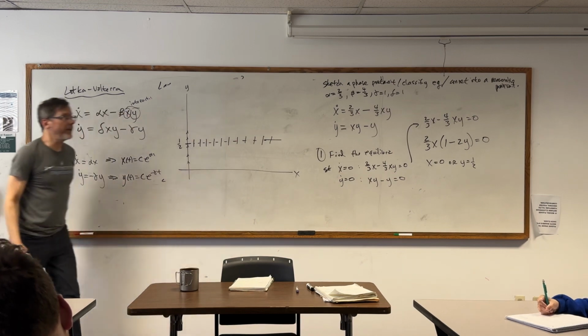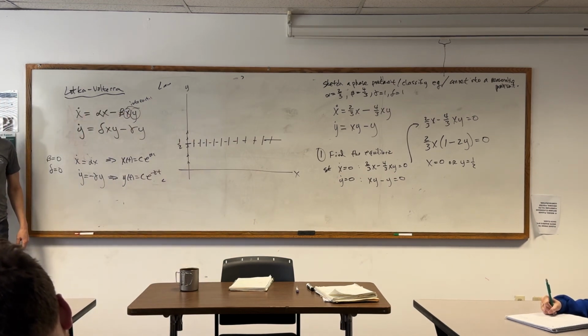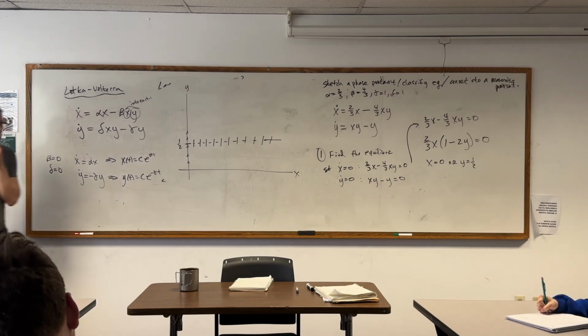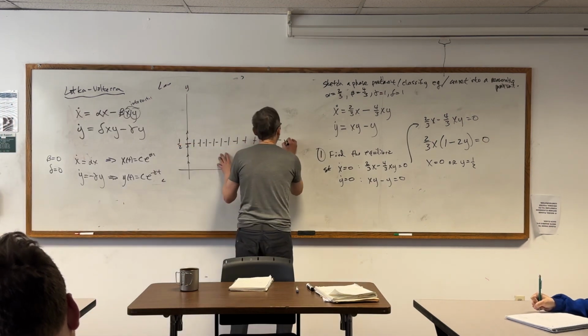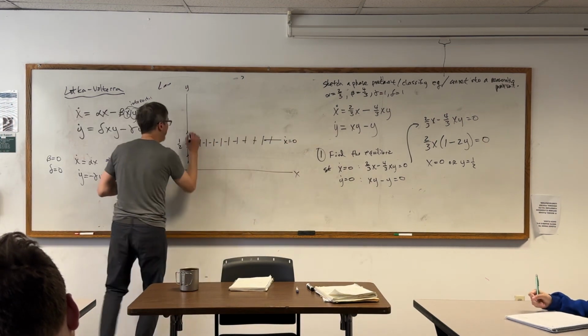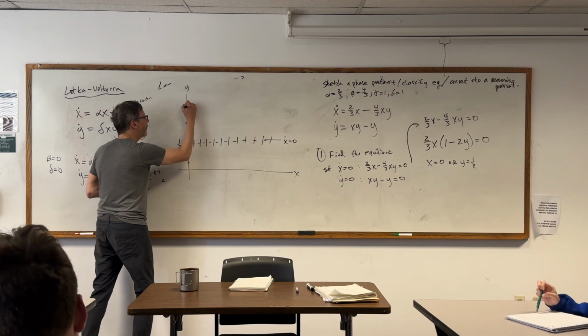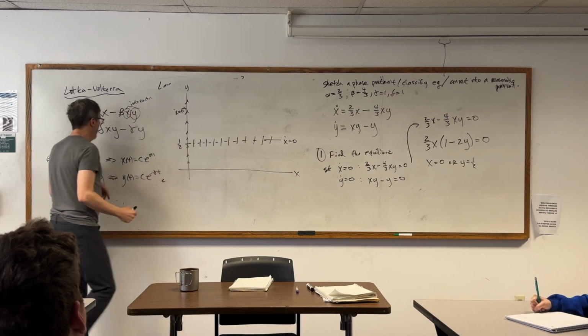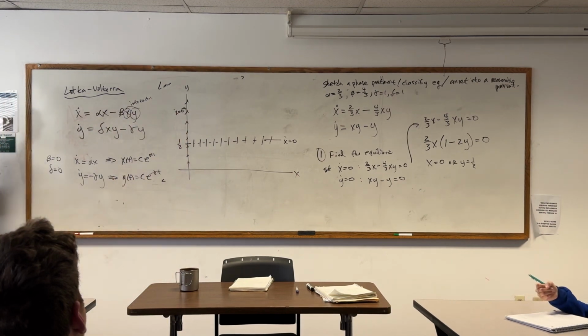Let me stop and ask if that's making sense. Yes, so far I'm seeing some nods. So let's make a little note to help keep our brain together, otherwise I might get fried as well. So we've got this is where x dot equals 0, right on that axis.